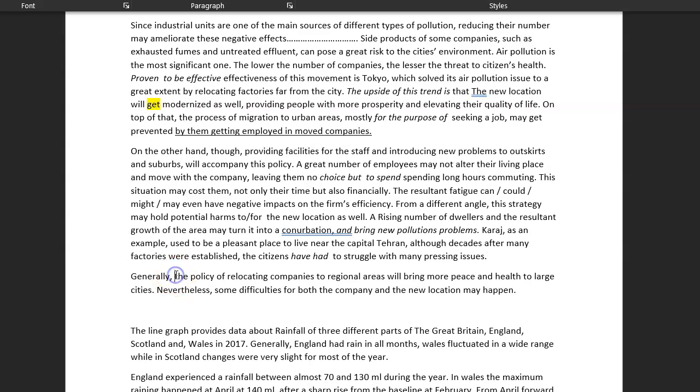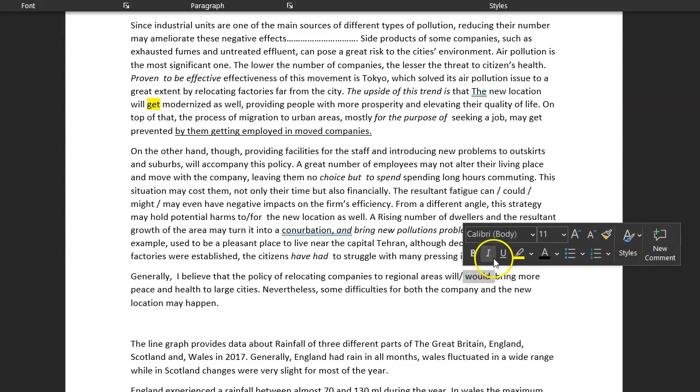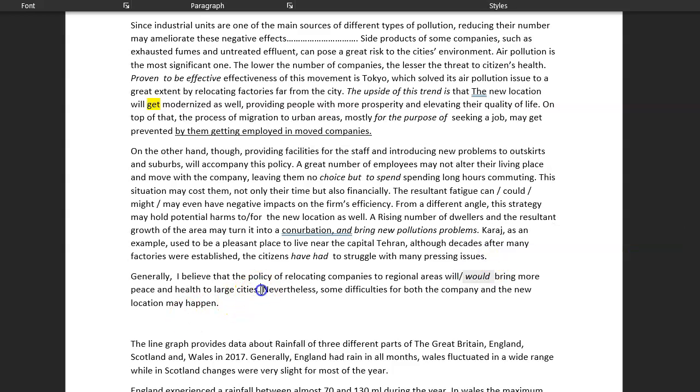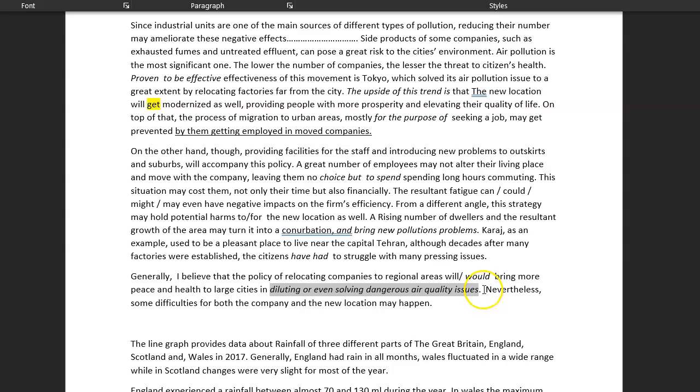Generally, okay, here you can put your opinion. I believe that the policy of relocating companies would bring more peace and health to large cities. Get back to your point in diluting or even solving dangerous air quality issues. Keep taking me back to your point, so your conclusion goes back to your main idea. It just links it all together. Nevertheless, some difficulty in the new location may happen.